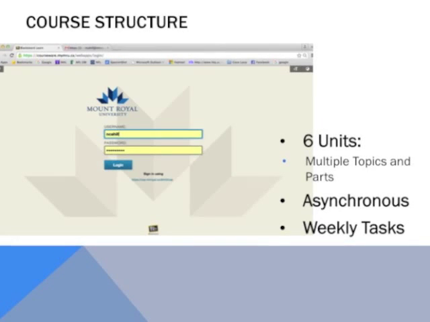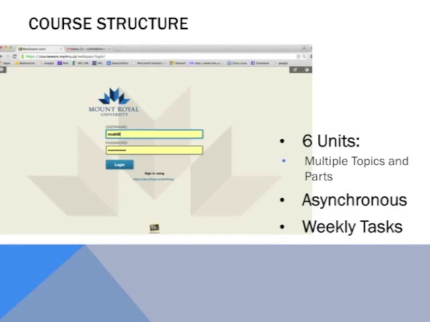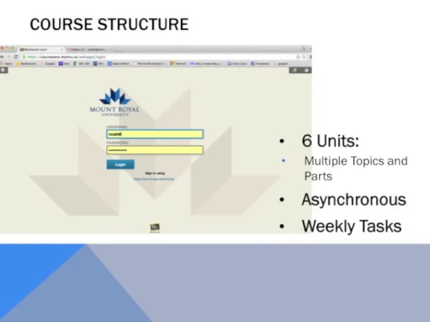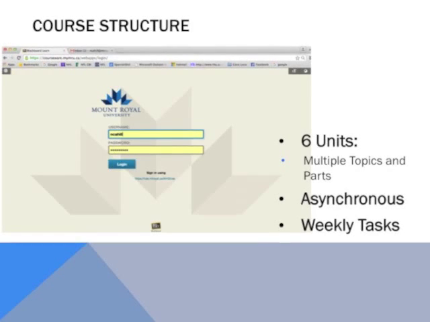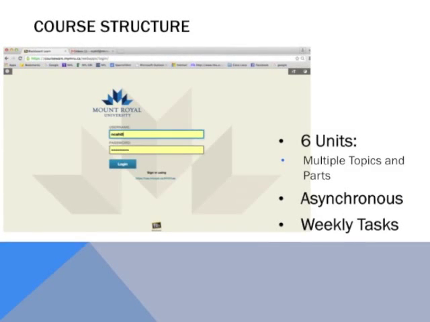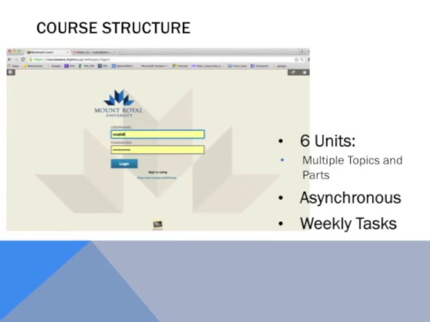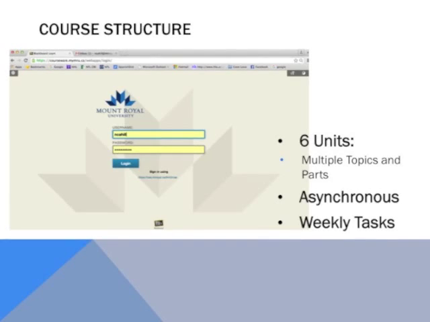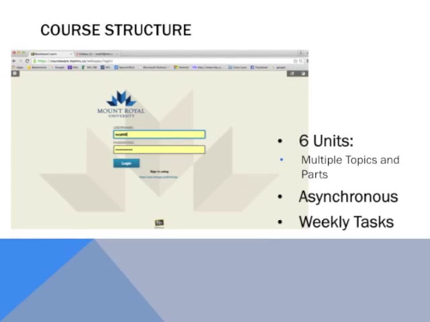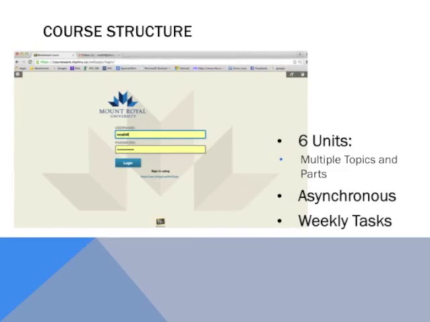all course requirements. The course will be completed over 9 weeks and includes 6 units, with each unit consisting of 1 or several topics with numerous parts. For the most part, the course is designed to be asynchronous. By that I mean that there's very little live components. Each week you will be required to complete specific activities related to the nutrition topics.